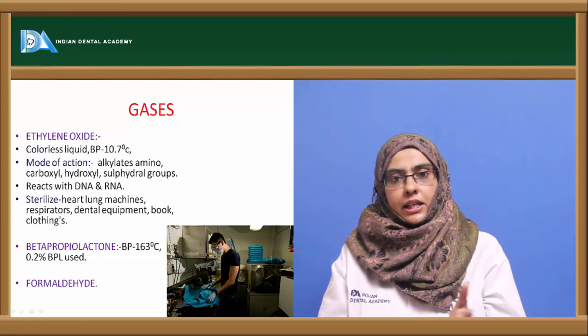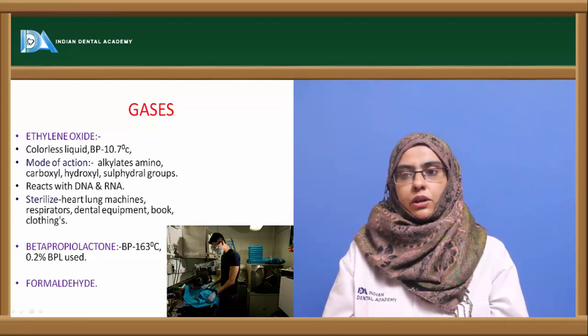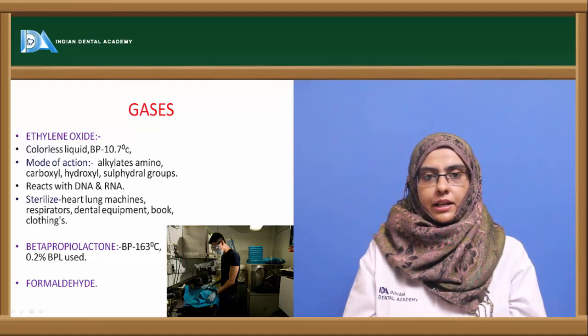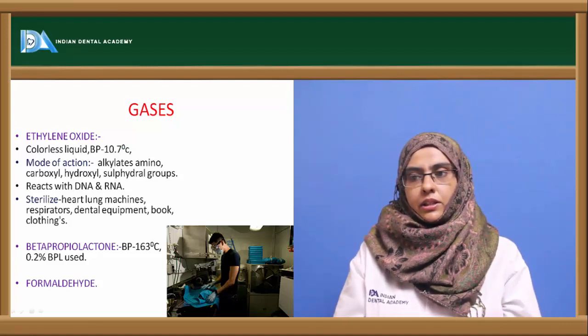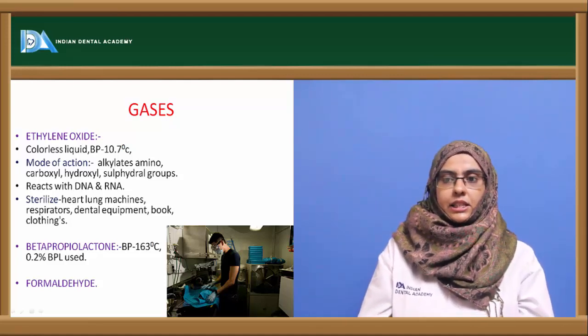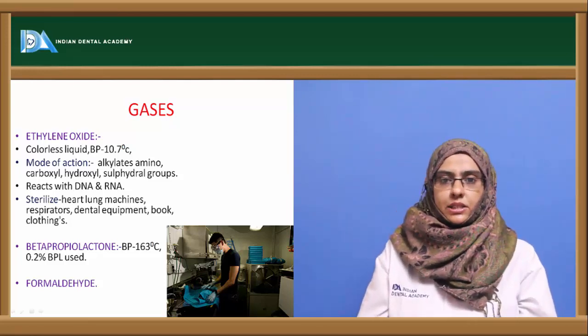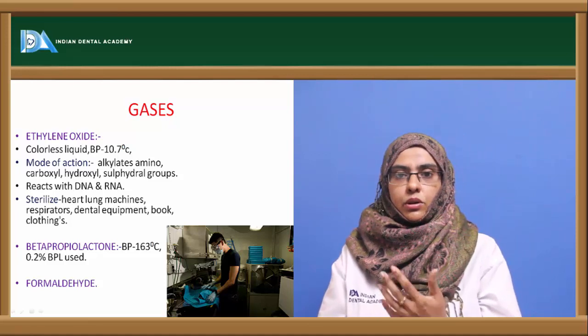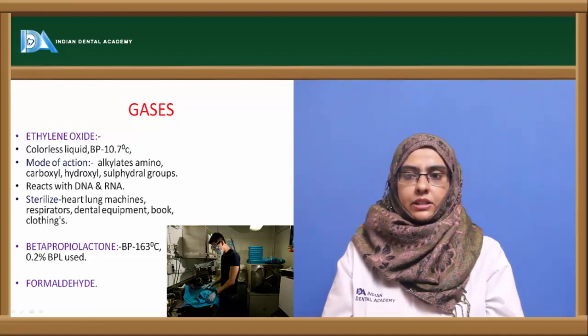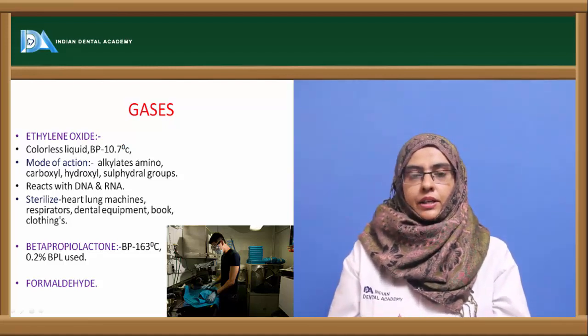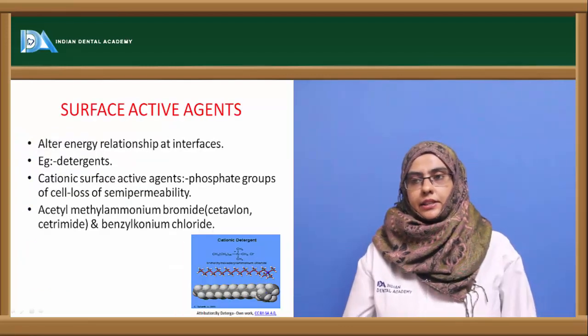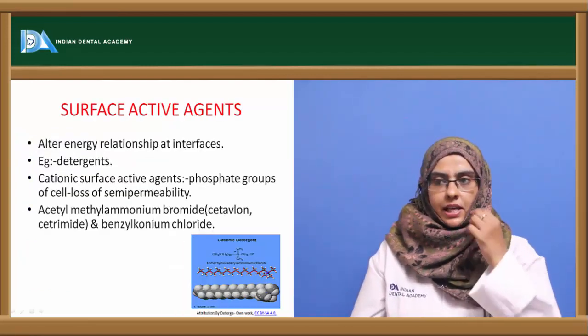And then the other important gas that is used is called beta propiolactone. Here the boiling point is around 163 degrees centigrade, and 0.2% of BPL is mostly used as a sterilizing agent, but it is more toxic and more volatile in nature, so it is mostly avoided. And then formaldehyde. The next chemical disinfectants are the surface active agents.